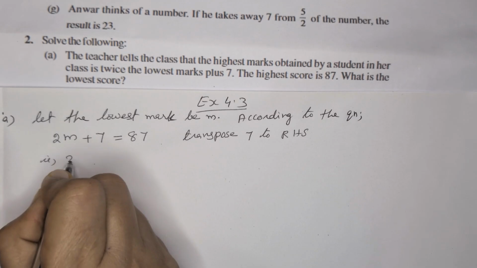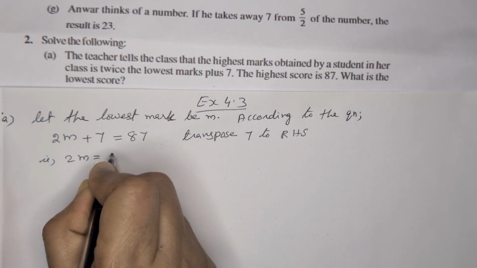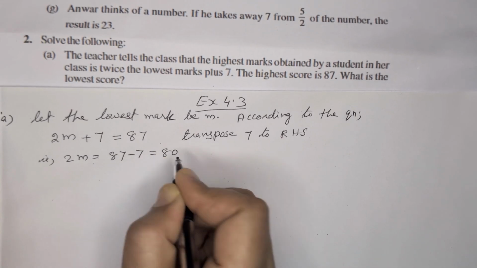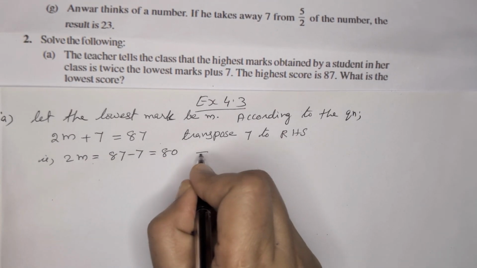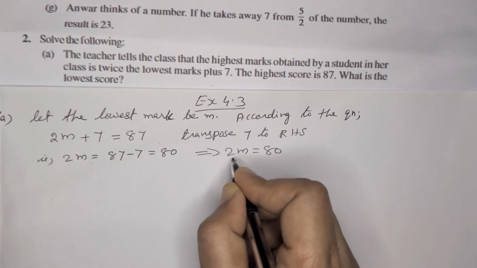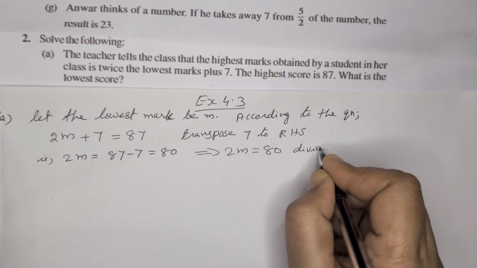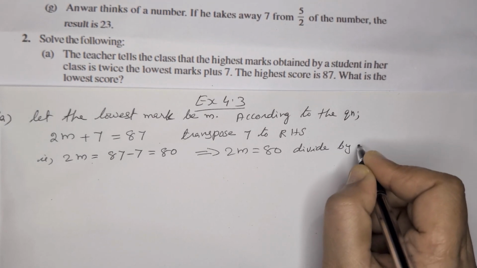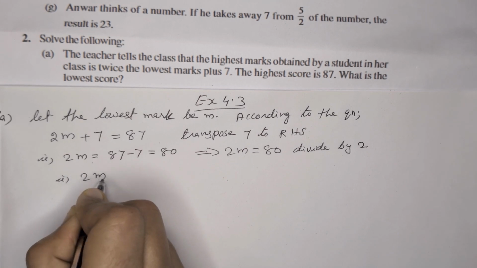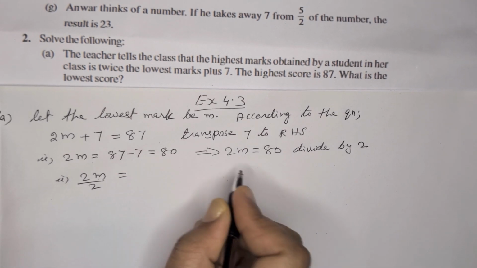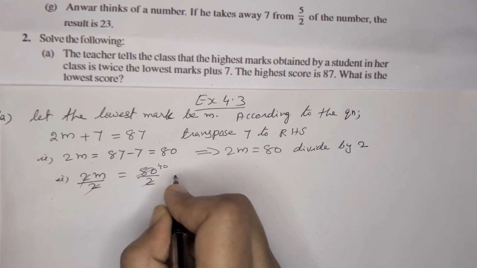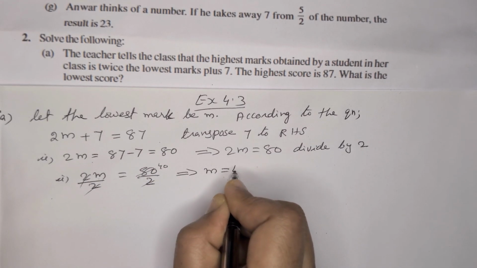That is 2m is equal to 87 minus 7, which is 80, which implies 2m is equal to 80. Now to remove this 2, divide by 2 both sides of the equation. That is 2m by 2 is equal to 80 by 2. The 2 we can cancel, here 40, which implies m is equal to 40.